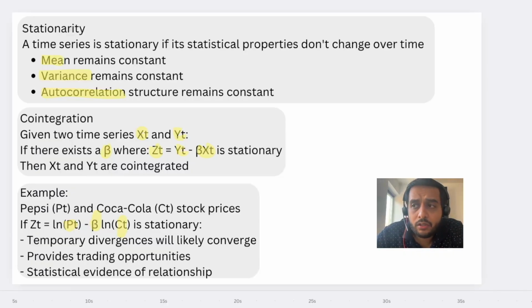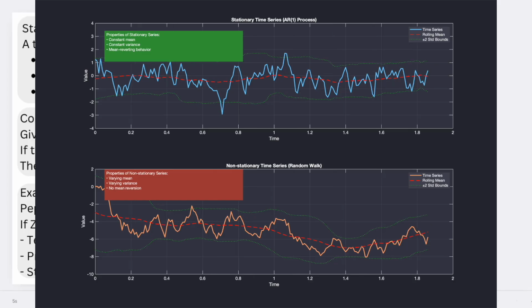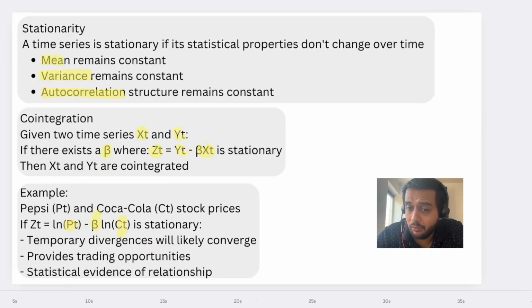So in simpler terms, if Z_t is stationary, that means the mean of Z_t remains constant, so the spread has a long-term average value, and any deviation from this mean represents a temporary price mispricing that will create trading opportunities. And when the spread widens beyond a threshold, it is expected that it will converge back, offering a chance to buy the undervalued stock and sell the overvalued one.